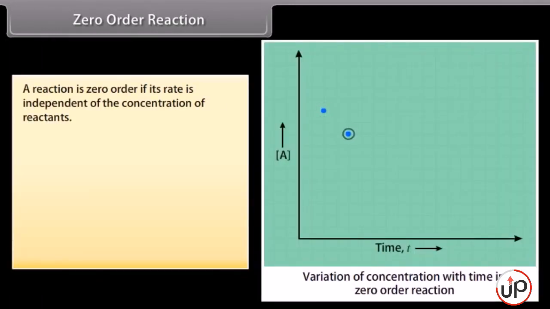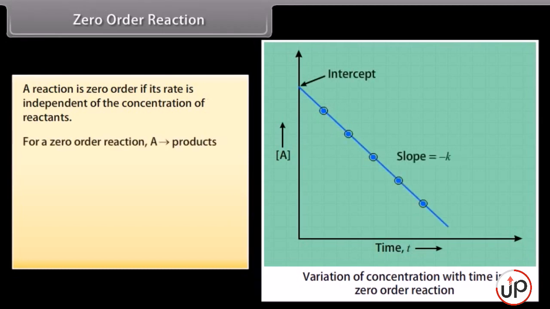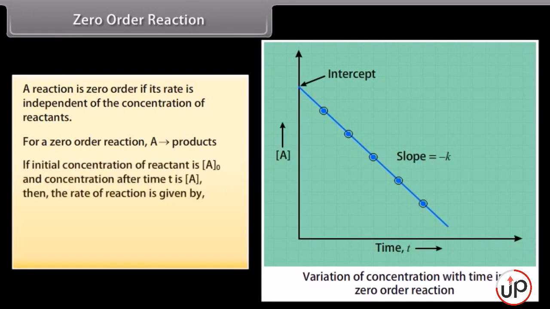Zero-order reaction. A reaction is zero-order if its rate is independent of the concentration of reactants. For a zero-order reaction, A is changing into products. If the initial concentration of reactants is a naught, and the concentration after time t is a, then the rate of reaction is given by minus d[A] by dt is equal to the product of k and [A] raised to the power 0, which is equal to k. It can be written as d[A] is equal to minus k dt.